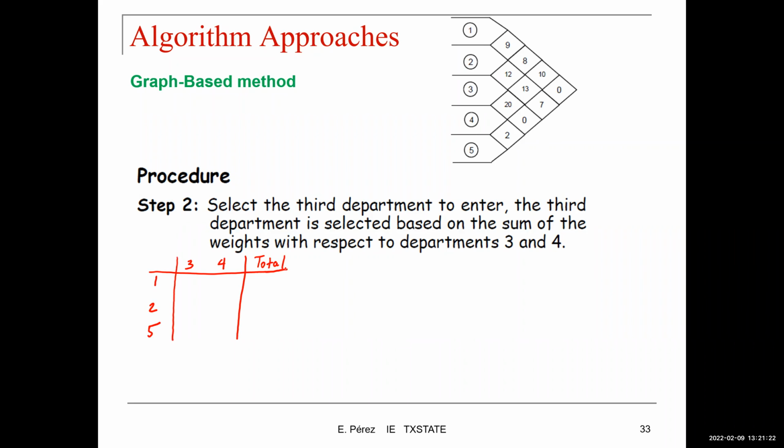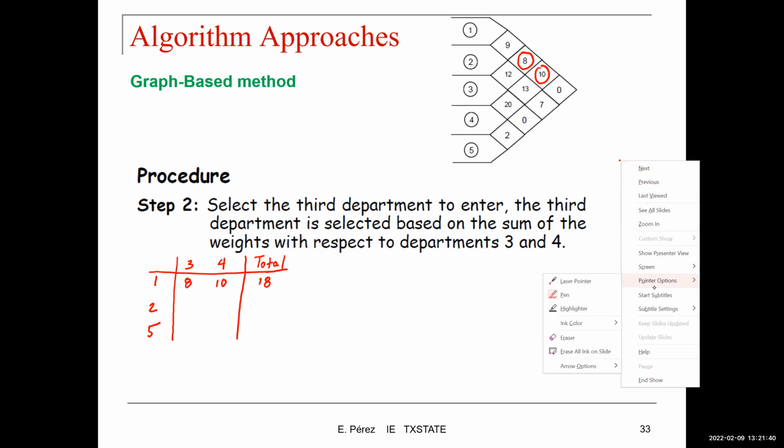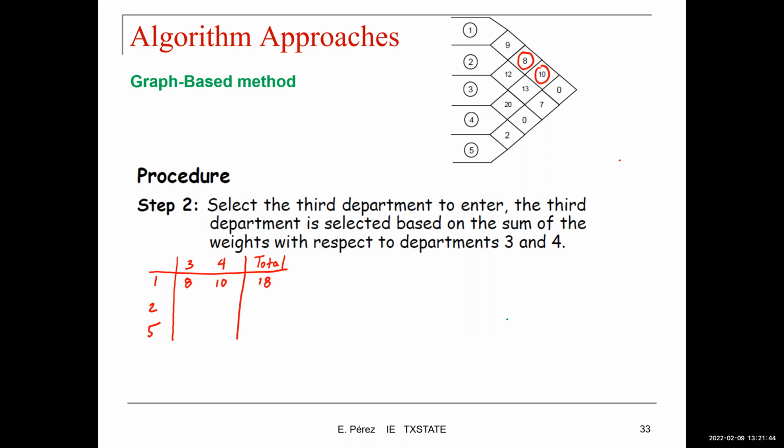What is the score between 1 and 3? Between 1 and 3, the score is 8, and between 1 and 4, the score is 10. So the total is 18. Then I'm going to look at 2. The score between 2 and 3 is 12. The score between 2 and 4 is 13. So the total is 25. Then the last one: 5 and 3 is 0, and 5 and 4 is 2.